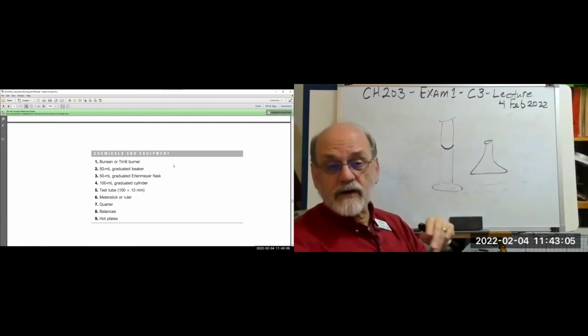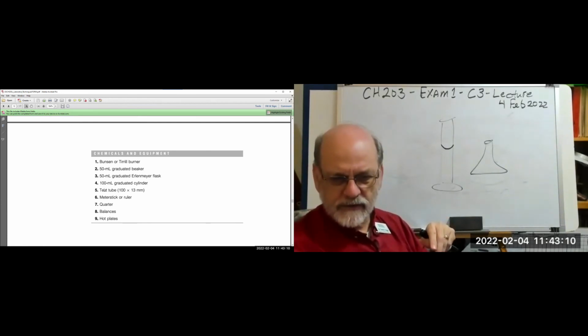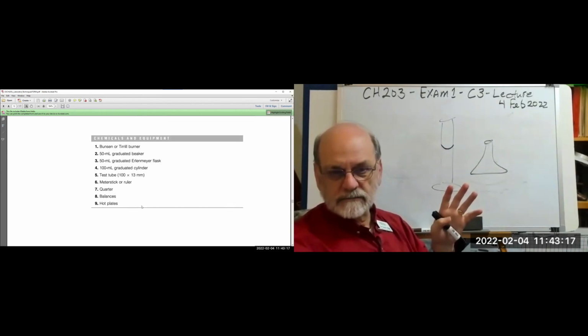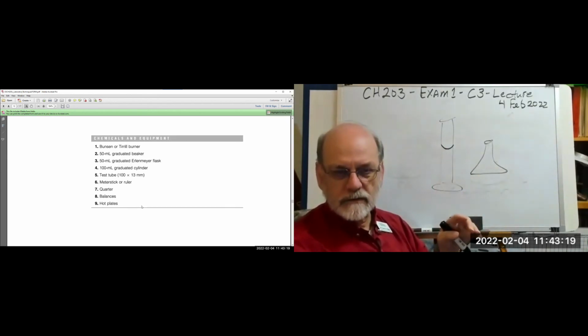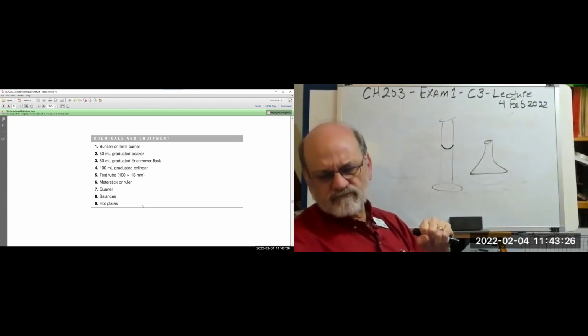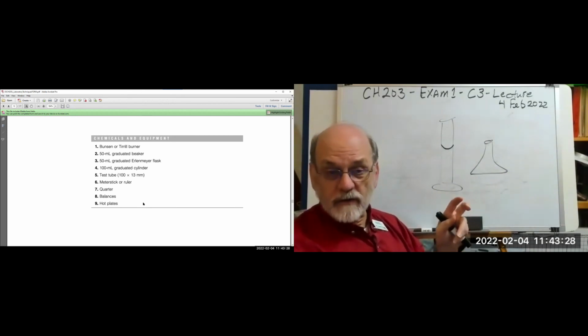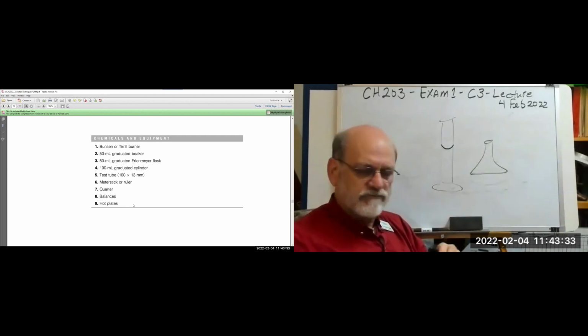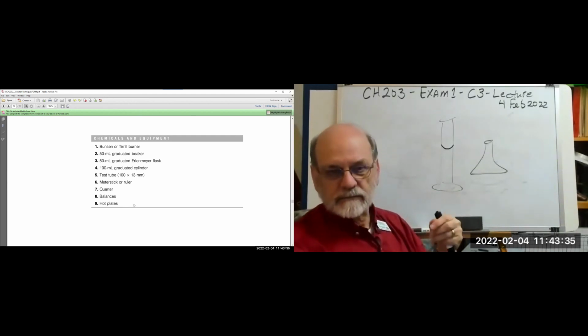Okay, all right, here's the equipment. Bunsen burner, beakers, flasks, graduated cylinders, meter stick, quarter balances, hot plates. So we're going to have all of that provided for you. You just need your lab coat and eye protection. And we'll have gloves there if you want to wear them. We're not using any chemicals, so the gloves would provide some protection against getting burned. You can wear the nitrile gloves for that.